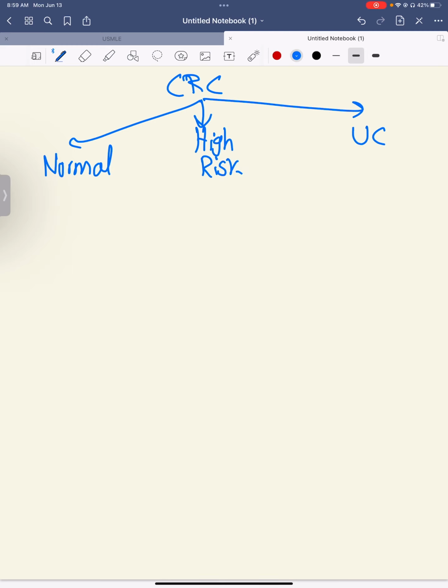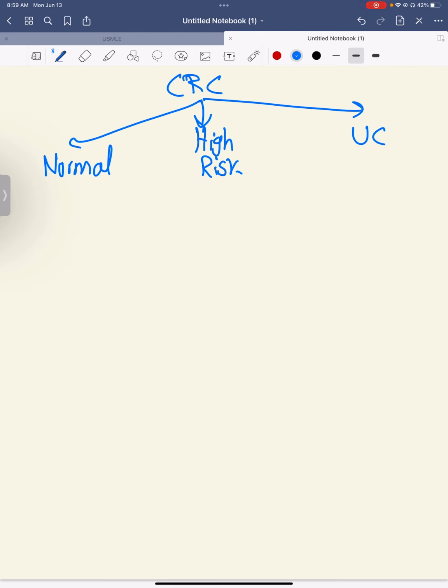Today, we're going to talk about colorectal cancer screenings, which is very high yield, especially for Step 2 CK and Step 3. So, let's get started. For colorectal cancer screening, we categorize people into three groups: normal population, high risk, or patients with ulcerative colitis. And when we talk about colorectal cancer screening, we expect you to know two things: when and how. When shall we start the screening, and how are we going to do the screening?